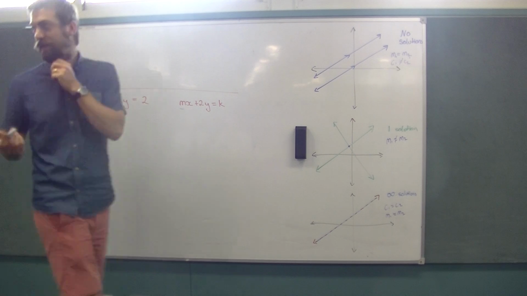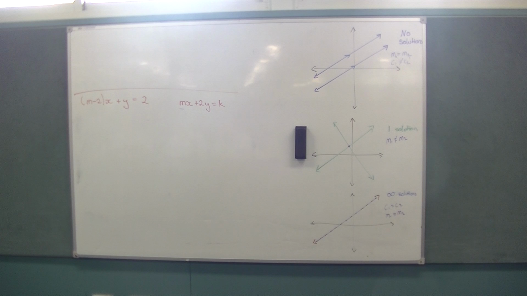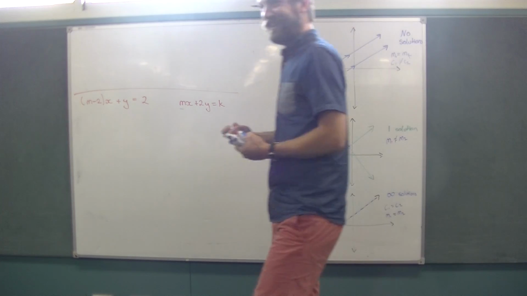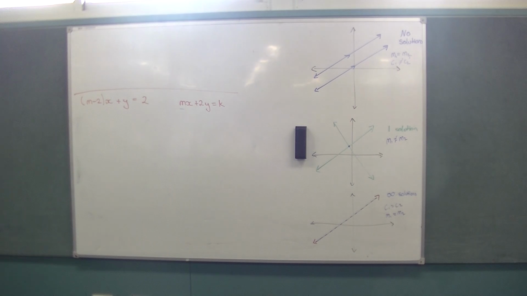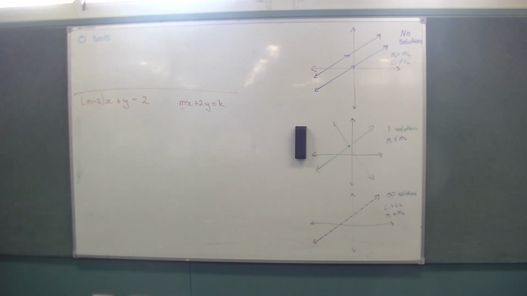Well, how could we find it out? How could we work this out? I'm not going to ask you to just plug numbers in and test. What formula? Wait, what are we trying to... I want to know what M equals for there to be no solutions. I'll work this out. We start with the gradient intercept form.